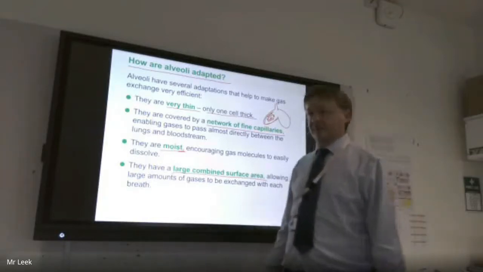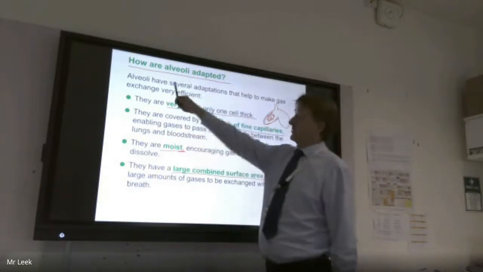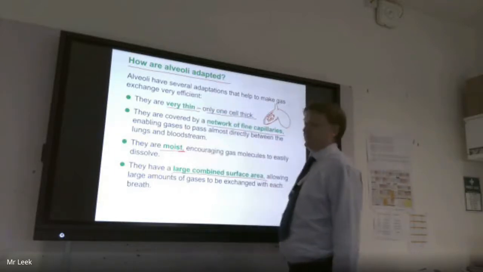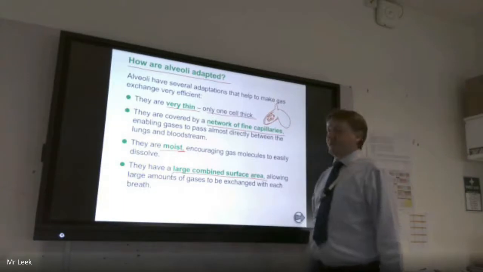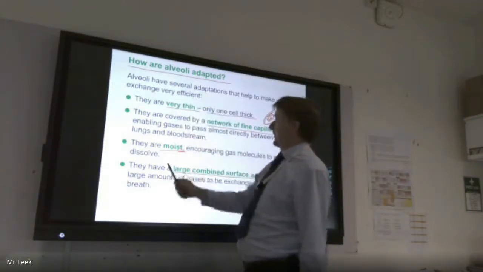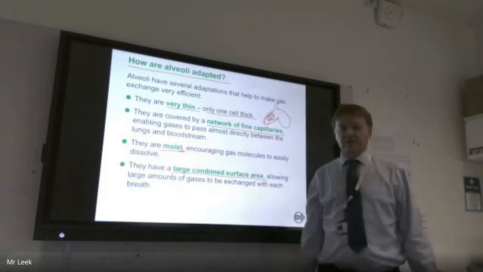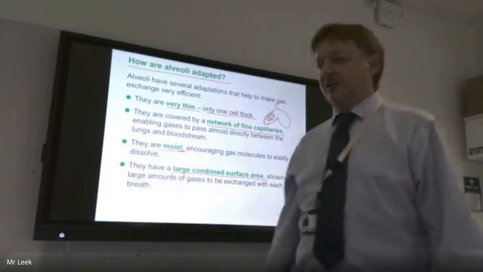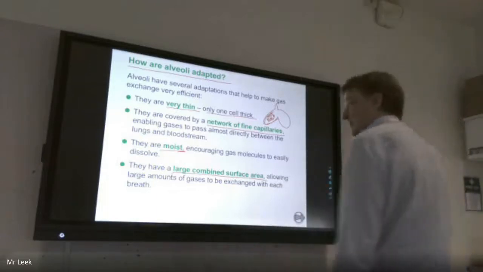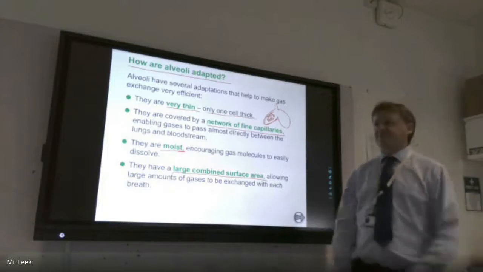So, in your exercise books, what I want you to do is write the title and the date and all that sort of stuff: how are alveoli adapted. In bullet points, I then want you to summarise: very thin, network of fine capillaries, moist, and large combined surface area. Luke, when you've finished, can you tell me, and I'll work on the assumption that everybody's finishing at about the same time. 2 or 3 minutes.